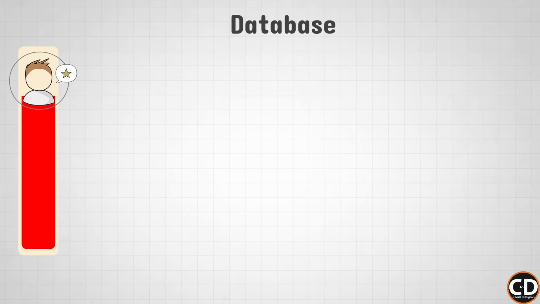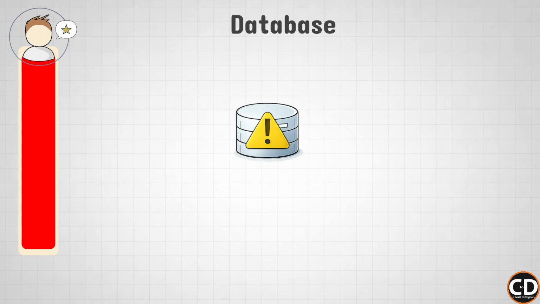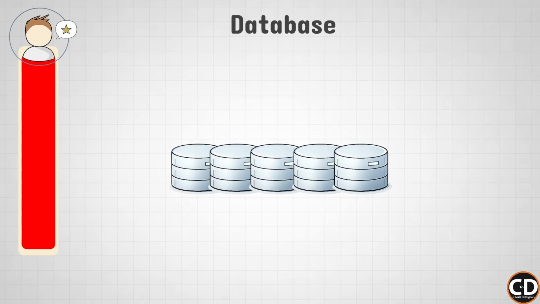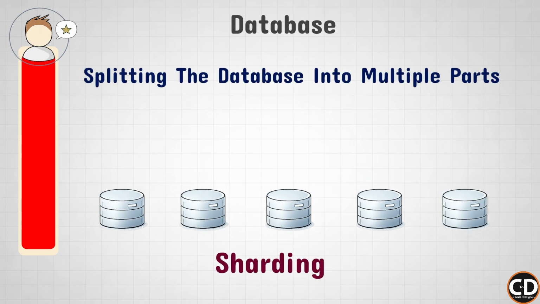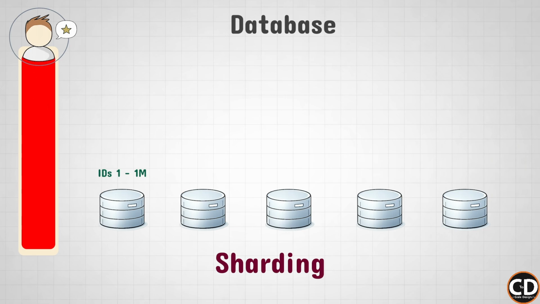Now imagine your app grows even bigger. So much data that even a single database or even replicas are not enough. In that case, we use sharding. Sharding means splitting the database into multiple parts. For example, one shard for users with IDs 1 to 1 million, another shard for users with IDs 1 million to 2 million. Each shard stores only a portion of the data.